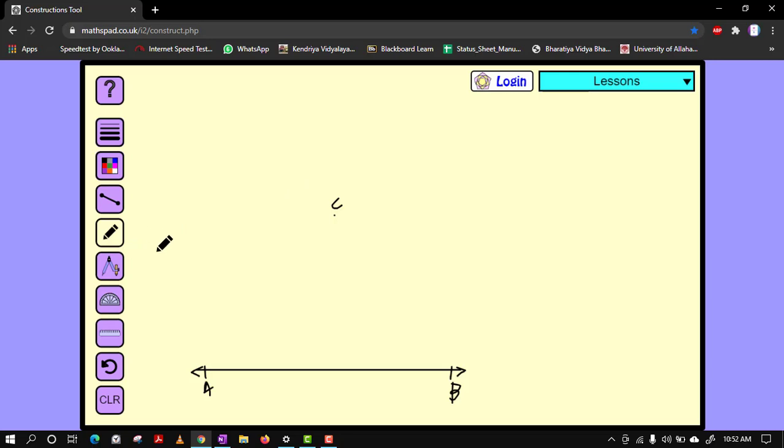For that we already know that we have to take a point on the given line. Suppose I take this point as D. Now the next step is to join this point D and that point C. So let's do that, keeping your scale and joining like this. So we have joined and obtained a line DC.